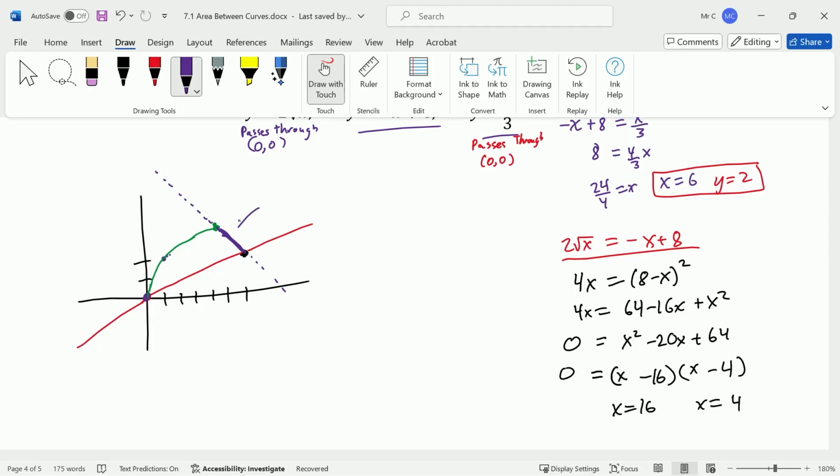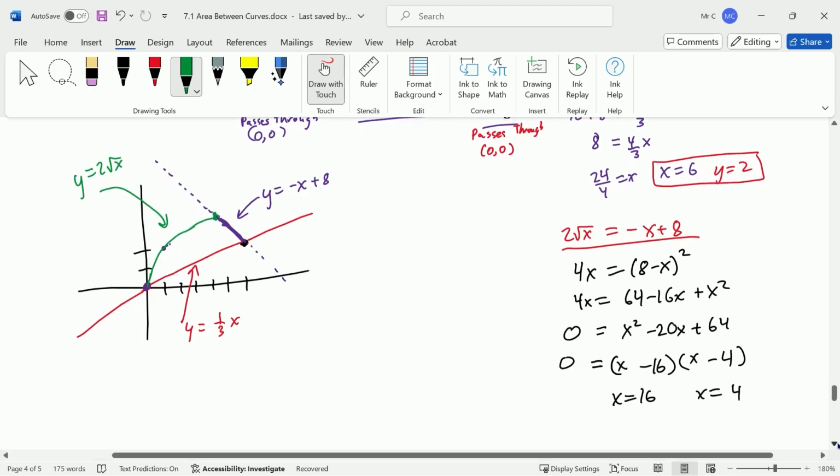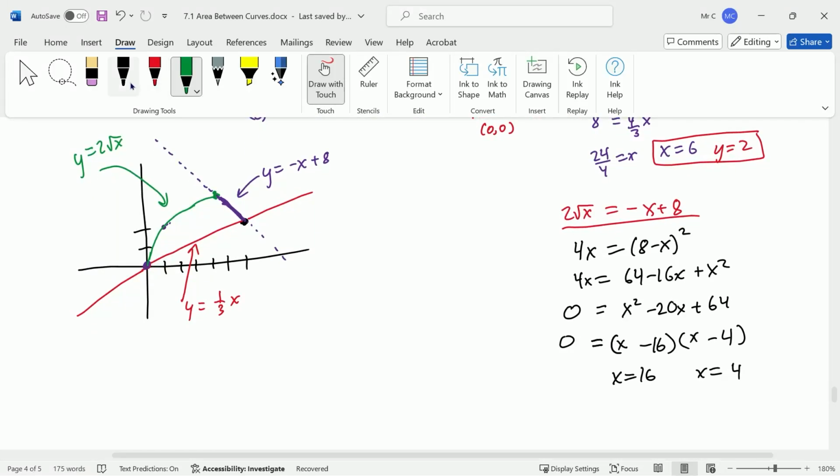So this purple graph, that's y equals negative x plus 8. The red graph, that's y equals 1/3 x. And the green graph is y equals 2 times the square root of x. So now, basically, all I need to realize is that I have to split this into 2 problems, 2 integrals, at this meeting point between the 2 functions.